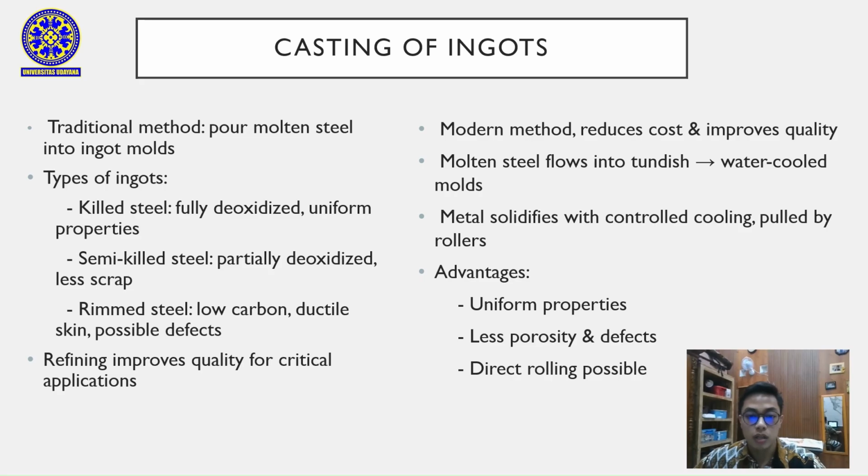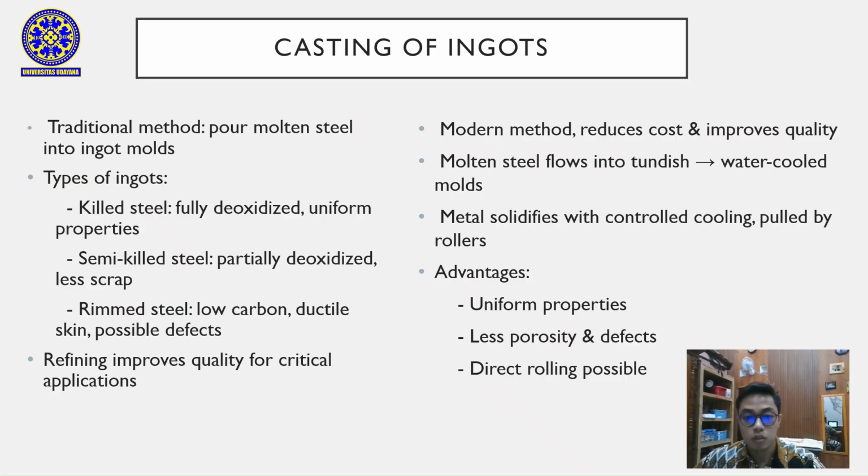Rimmed steel, usually low in carbon, has a ductile outer rim but may contain defects inside. Refining steps are often added to improve quality, especially for critical components like aircraft parts or automotive shafts. Today, ingot casting has largely been replaced by continuous casting.